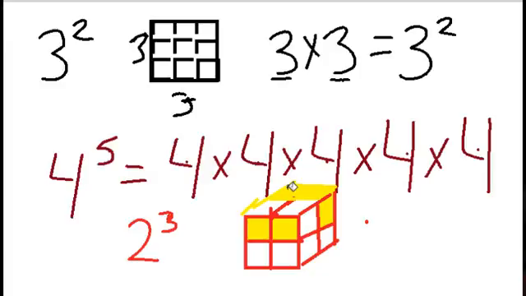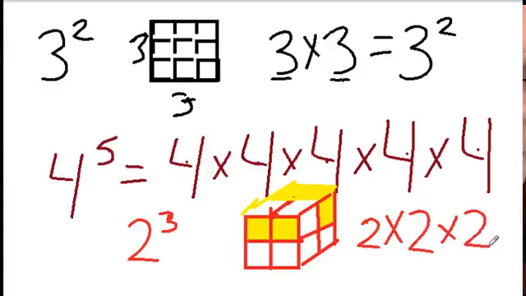And if you know your multiplication, multiplication tells you that 2 times 2 is 4. 4 times 2 is 8. 2 to the third power is equal to 8.